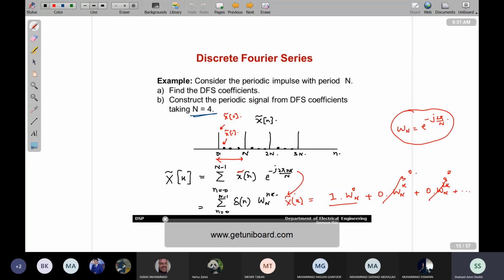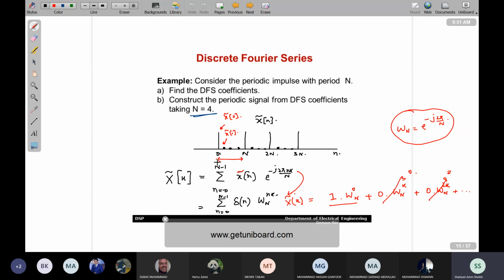Then we did this example that we have a periodic impulse with period N, and we are interested in finding the discrete Fourier series coefficients. So we will be using this analysis equation, and x tilde of k is equal to sum over n is equal to 0 to N minus 1.